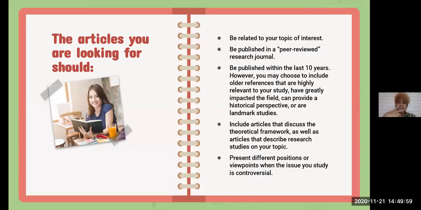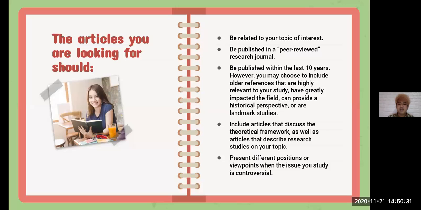Okay? So, include articles that discuss the theoretical framework. Number one, kasi kung walang theoretical framework, paano ka mag-guide ngayon in terms of your analysis? Kung walang theoretical underpinning ang iyong research, no, it will fall down. Theoretical frameworks are like the foundation of your study. It is where, kaya siya framework, your study is framed, no? Siya yung nagiging shape ng research mo, nagiging guidepost ng research mo.